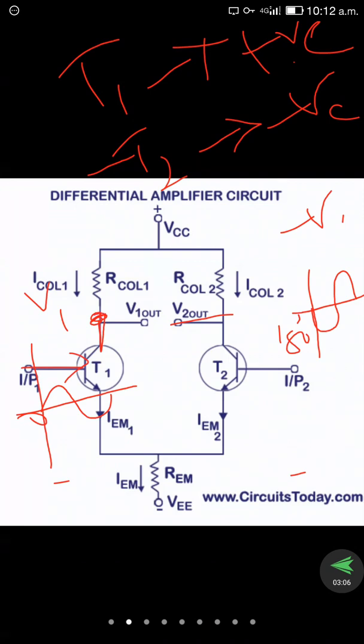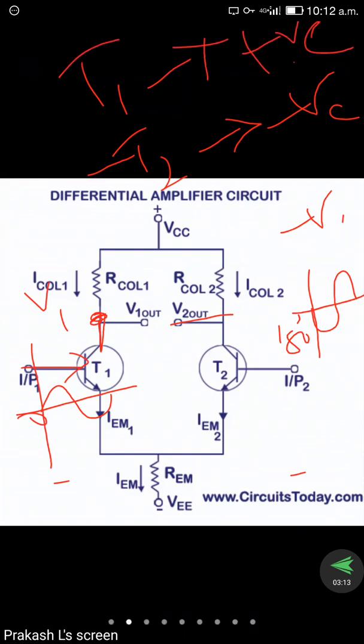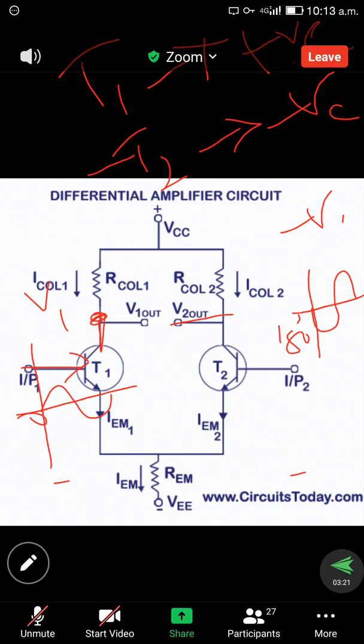Is this in phase or out of phase? Common emitter. So what type of input it is? Input is zero phase and output is, the circuit is in which manner? Common base or common emitter?